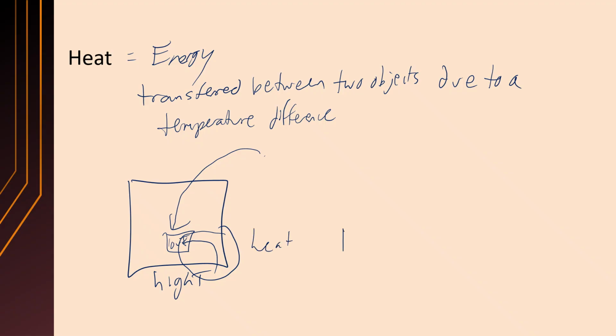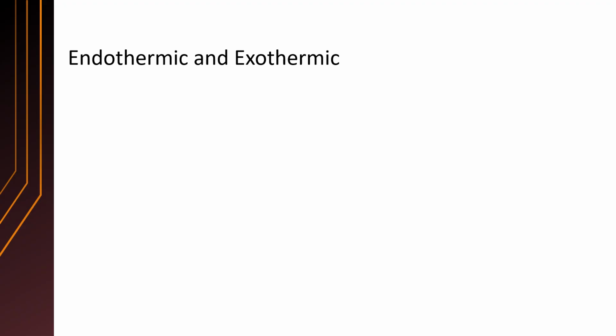And eventually it'll reach what's called thermal equilibrium, where it will continue to transfer heat until they both reach the same temperature or the same average kinetic energy. So heat is always an energy that is transferred between two objects because of their temperature difference. Now, we've talked about these before. Let's quick review. Endothermic is when heat enters the system, and exothermic is when heat exits the system.